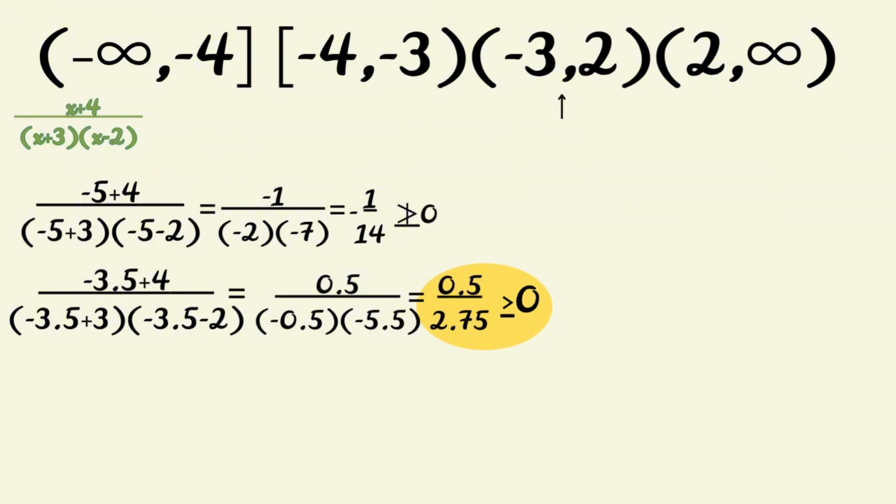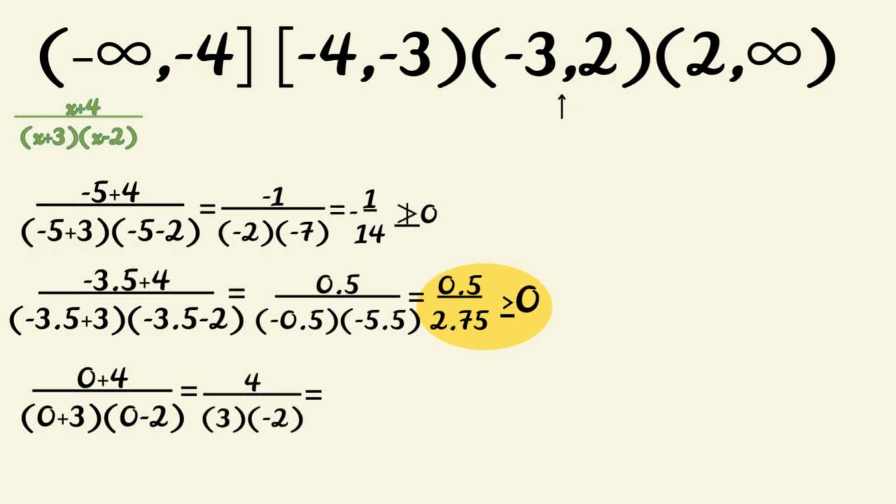For -3 and 2, we will use 0. 0 plus 4 over 0 plus 3 times 0 minus 2 is going to be 4 over 3 times -2. Then 4 over 3 times -2 is 4 over -6. Then 4 over -6 is going to be -2 over 3. -2 over 3 is not greater than or equal to 0, so this is not part of the solution.